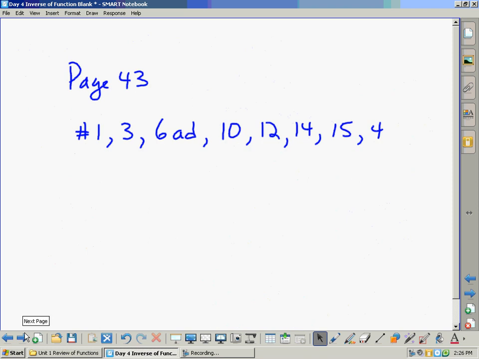So for the rest of the period, I'd like you to try practicing these, page 43, number 1, 3, 6 a to d, 10, 12, 14, 15, and then go back and try number 4. The reason number 4 is out of order there at the end is I'd rather you focus on the first few here, and if you have time, go back and try number 4. So you have the rest of the period to quietly work on that. If you get any of that done, the supply teacher will have additional practice for you to try.